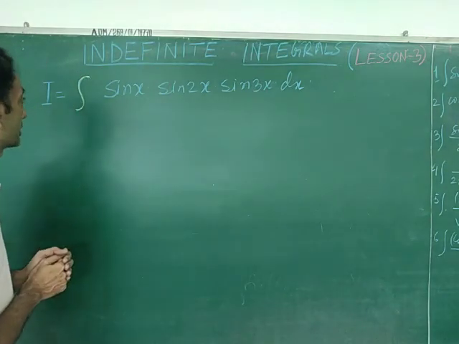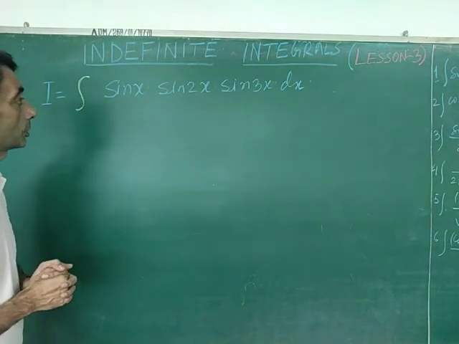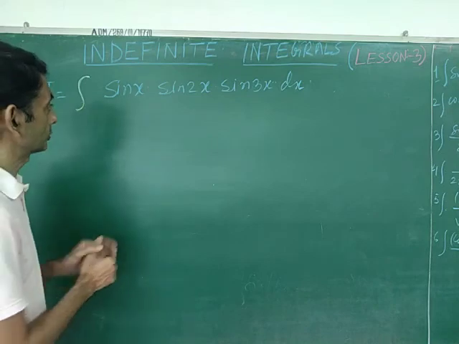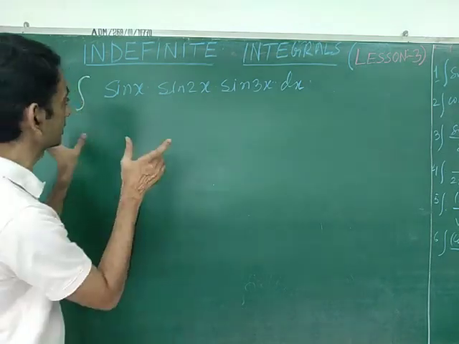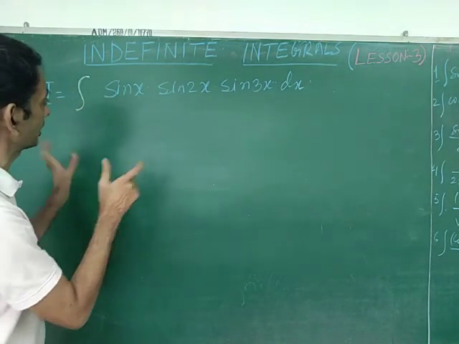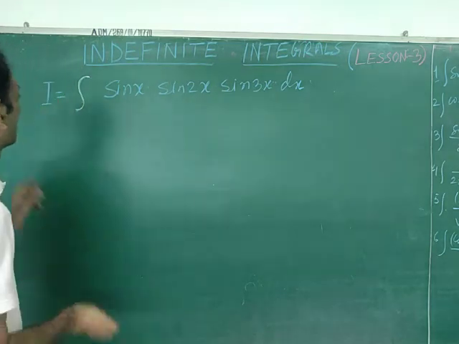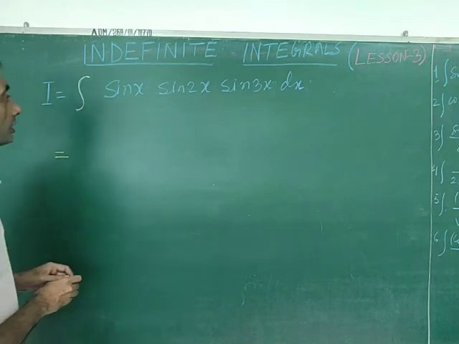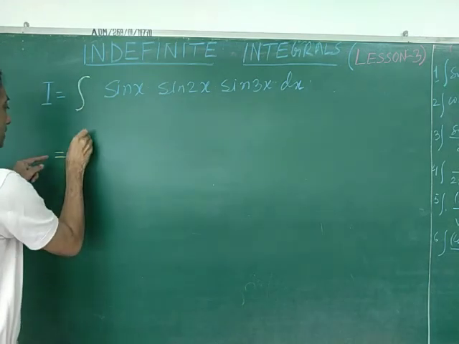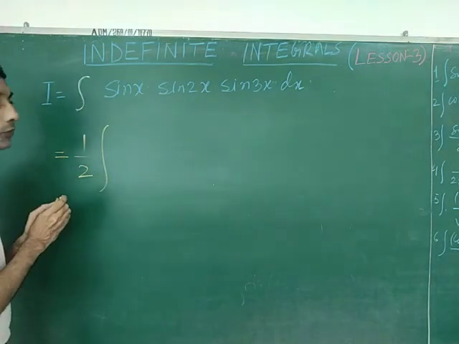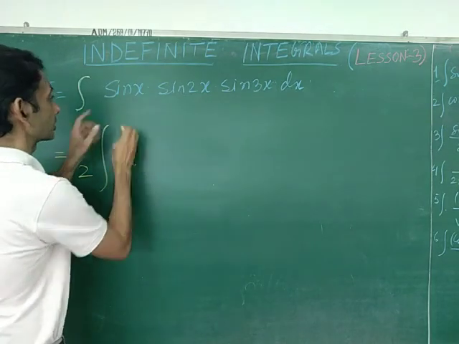It is the integration of sin x sin 2x sin 3x. Many questions like this are there. I've selected these because this is a very important question. How to solve these questions? To solve this, in step 1, we'll multiply by half, and we'll combine two of these functions together.